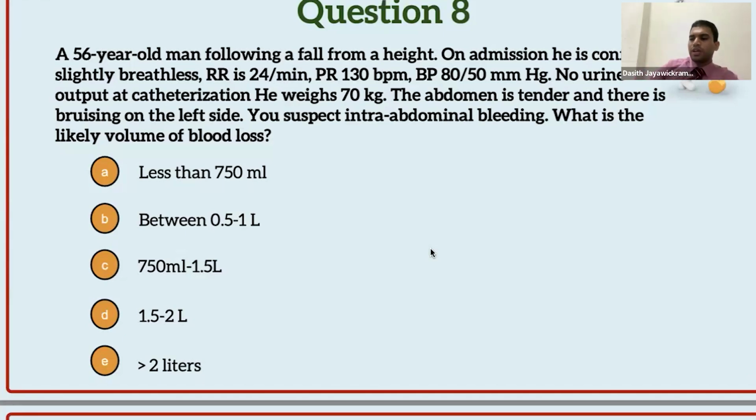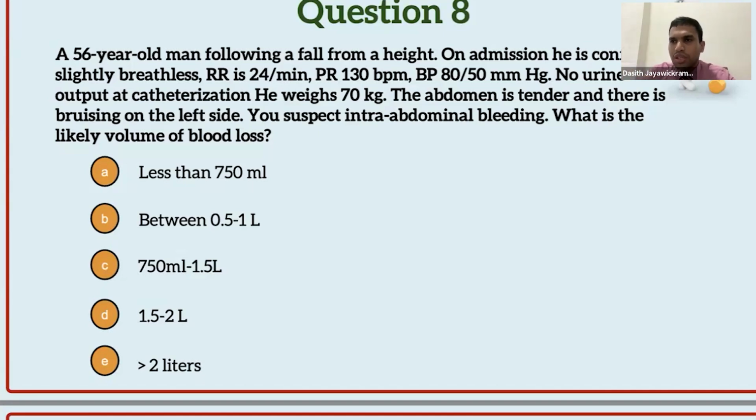Now, as I said, the fluid distribution. Out of the 70 kilograms, 2/3 is body water. We divide 70 by 3 and then multiply by 2. That is 46. So 46 kilograms of fluid is there in this patient's body. That is the total fluid amount.